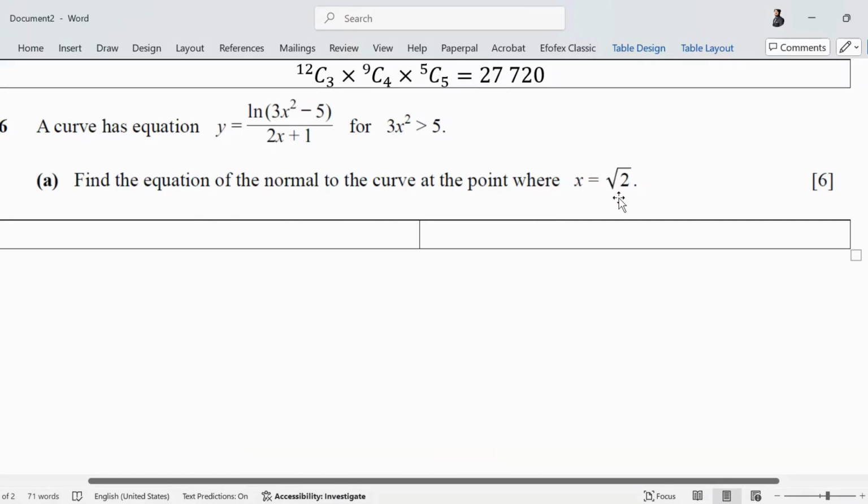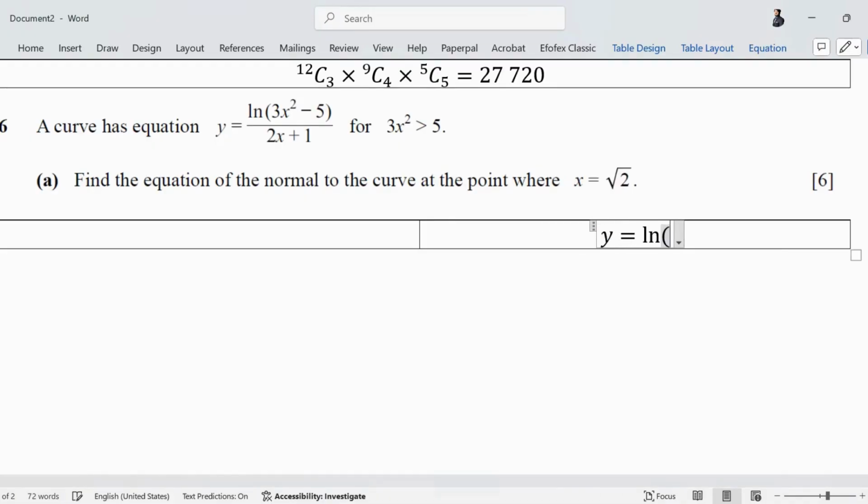Normal is a straight line. In order to make the equation of a straight line, what two things do we need? Gradient and 1 point, right? Do we have the point completely? We only have the x coordinate. So we'll also be needing the y coordinate. How do we find the y coordinate?